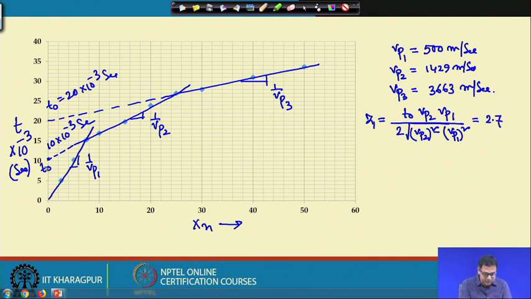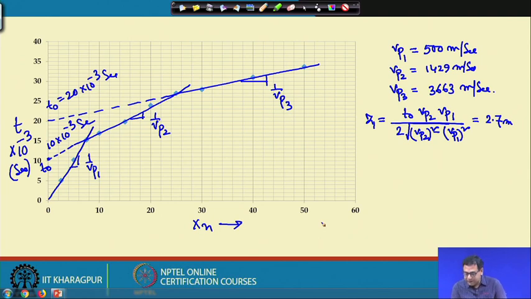So, t 0 is 10 into 10 to the power minus 3. If I put t 0 equal to 10 into 10 to the power minus 3 and the V p values we have received, we will get z 1 as 2.7 meter.